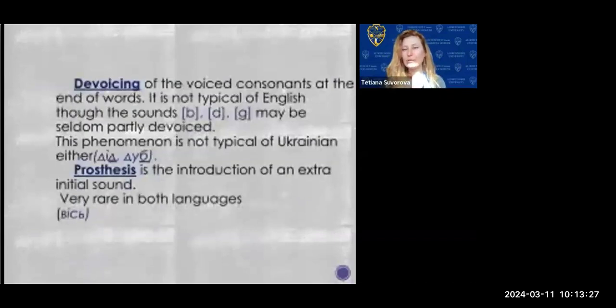So devoicing, in some languages it exists. Usually it's not for Ukrainian or English. We should pronounce all the sounds as they are, not making them voiceless at the end of the sentence.